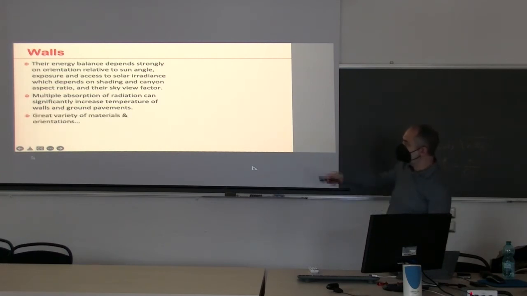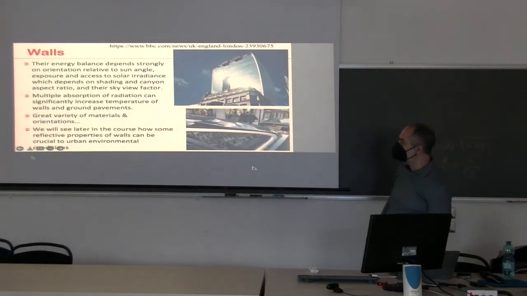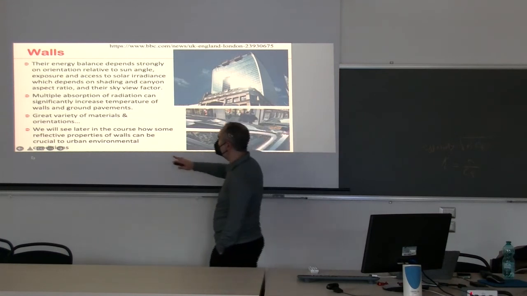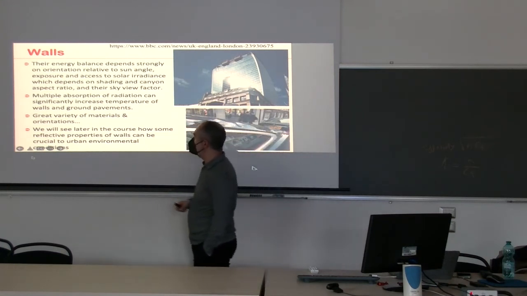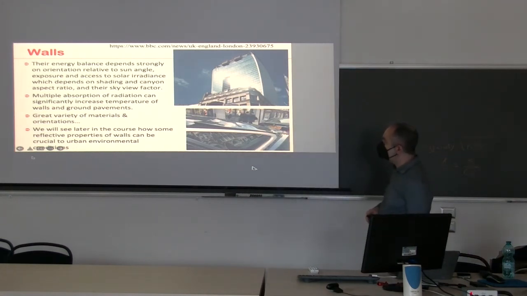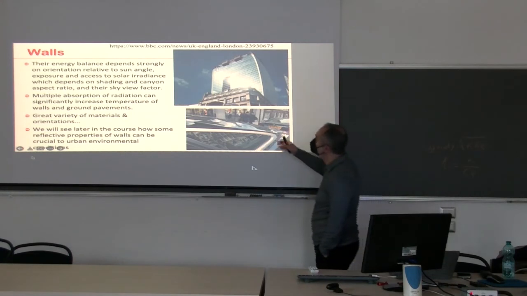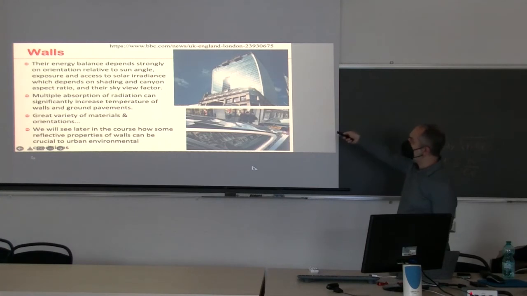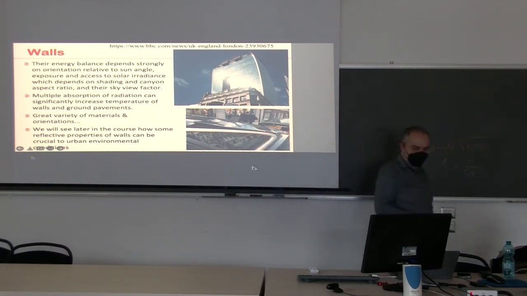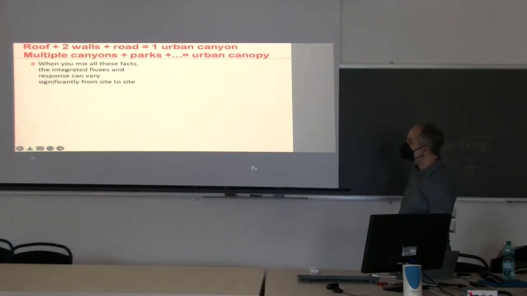And walls, as you can expect, are made of a great variety of material and orientation. We will see later in the course, I don't know if we're going to cover this lecture, that some reflective properties of walls can be very crucial to the urban environment. And for example, this is an example of a failure where this building was built in London with a concave facade made of mirrors, so it became like a concentrating lens that melted cars that were exposed to this. So it's an example of a design that doesn't consider the surroundings very well.